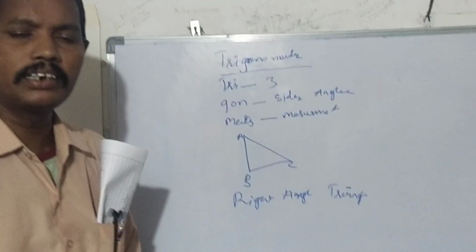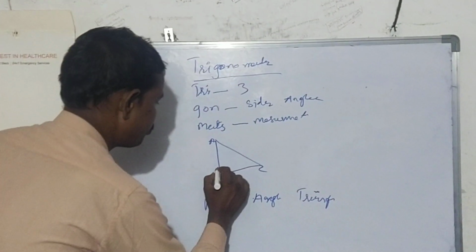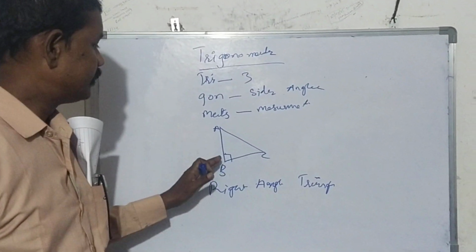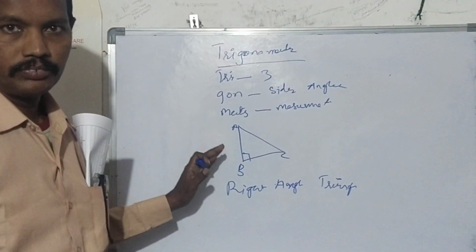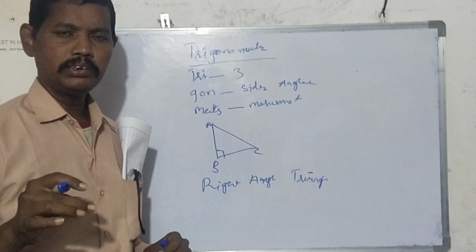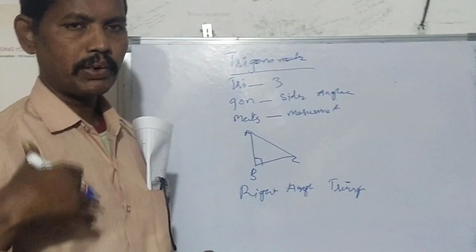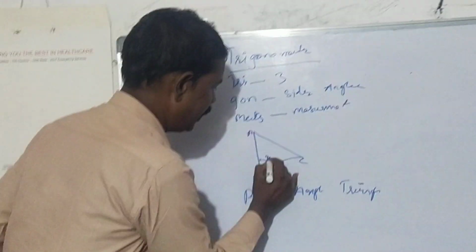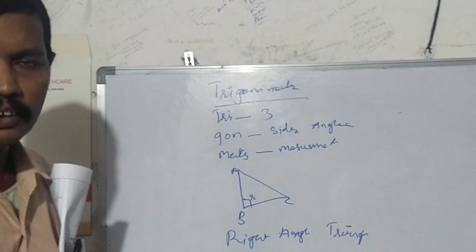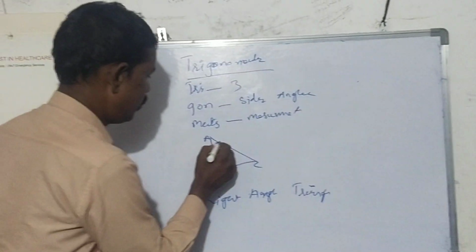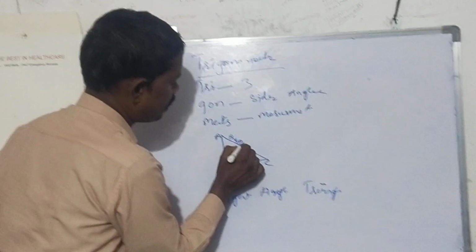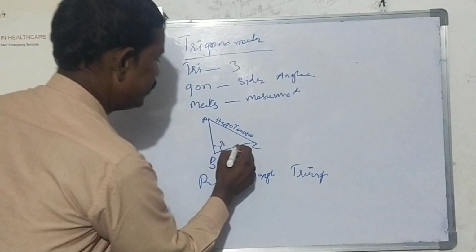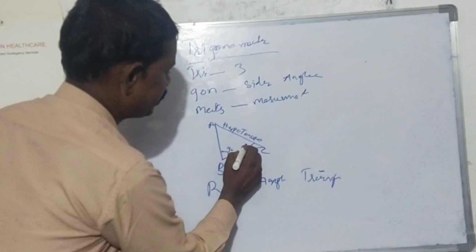How do you find a right angle triangle? Here, the square shows a right angle. Almost all problems in trigonometry are solved with a right angle. This is 90 degrees. The exactly opposite side, what do we call that? Hypotenuse.